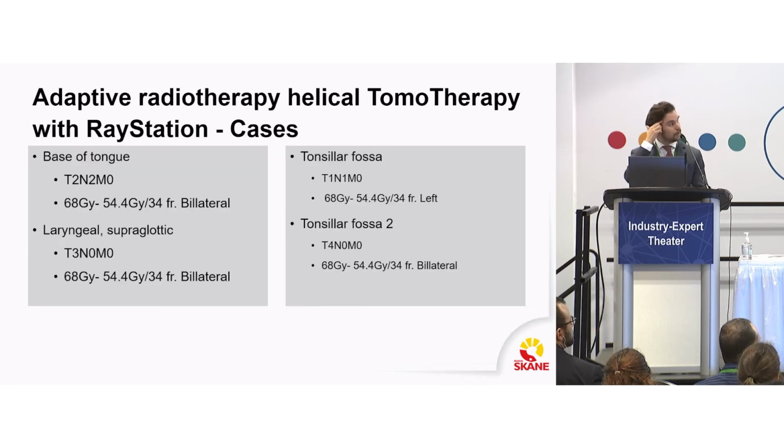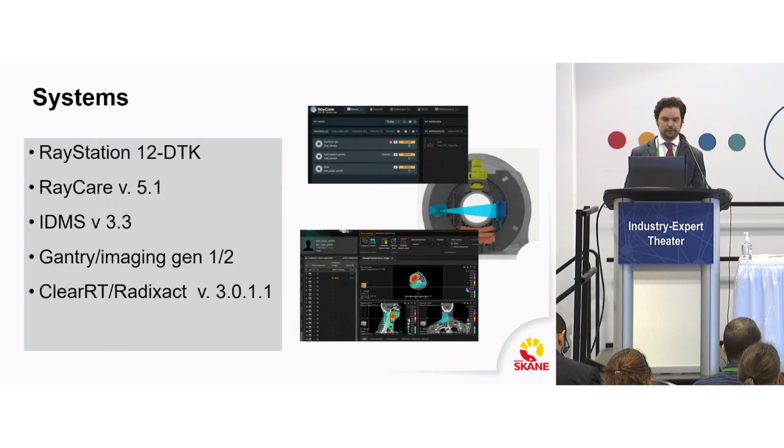So these are the selected cases we used, and of course these are cases where we expected to somehow have an advantage of adaptive radiotherapy. There was some weight loss on this patient, so it's a qualitative research on a case basis. These are the systems we used in Synergy for this research: our generation 1 and 2 imaging system together with a clinical beam model.